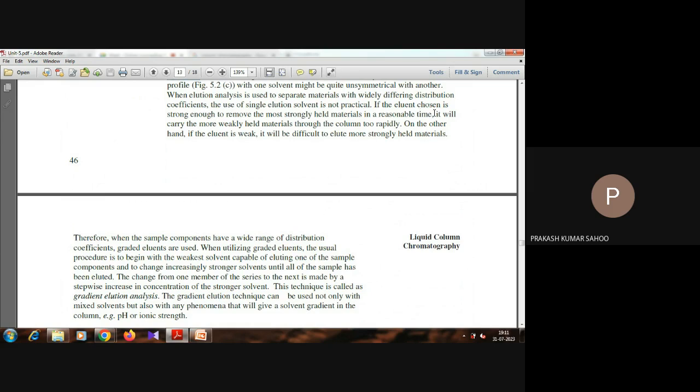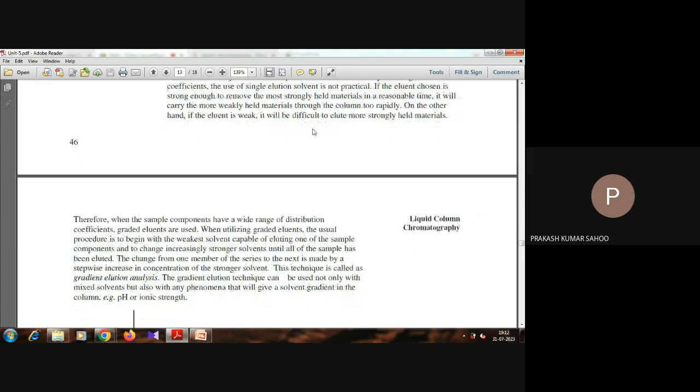If the eluent chosen, that is the solvent chosen, is strong enough to remove the most strongly held material, between A and B, A is strongly held, and if the solvent is strong enough to remove component A in a reasonable time, it will carry the more weakly held material through the column too rapidly. That means the lightly held, less polar component will be separated very rapidly. On the other hand, if the eluent is weak, it is very difficult to elute the more strongly held material. That means A will be very difficult to separate if the eluent is weak.